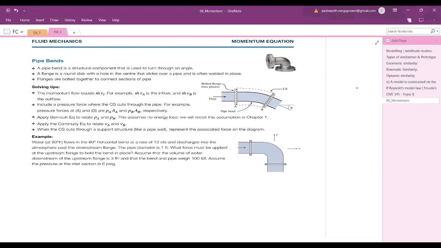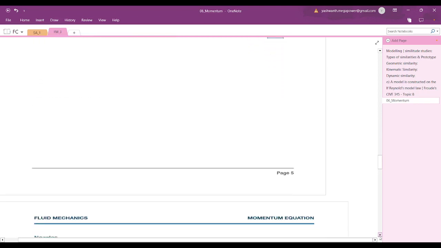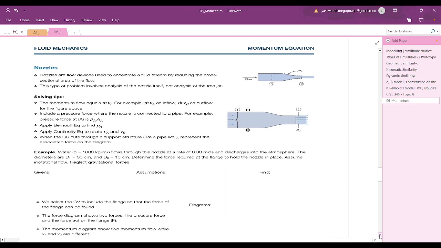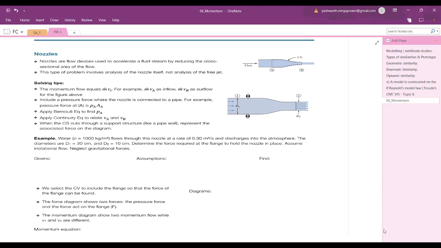So how many kinds of problems have we discussed so far? One is free jet, second is vane, and third is pipe bends. All these three categories come under stationary control volume, because the control volume is not moving here. So the next one is the nozzle. Nozzle is also a stationary control volume. Now, what is a nozzle? Nozzles are flow devices used to accelerate a fluid stream by reducing the cross-sectional area of the flow.